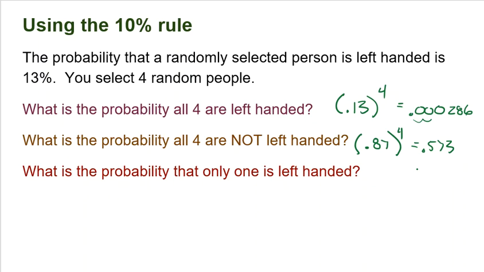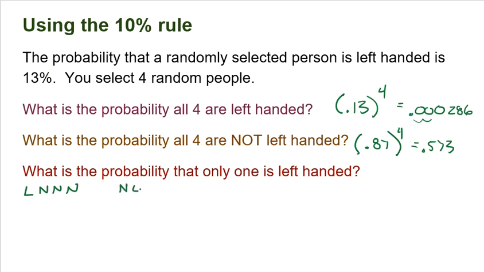Okay, next question is going to take a little bit more thinking. What is the probability that only 1 is left-handed? Now, this is where we really got to take our time because this could happen 4 different ways because order matters. The first person can be my lefty, then non, non, non. Or my second person could be my lefty.